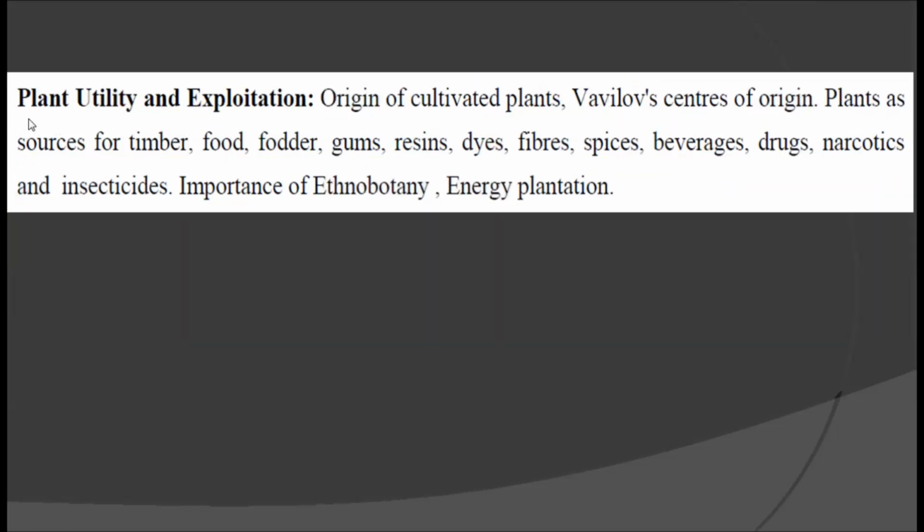So the next chapter is related to plant utility and exploitation. In this, you have to study the origin of cultivated plants, then Vavilov's centers of origin, that is the centers of origin given by Vavilov, then plants as sources of timber, food, fodder, gums, resins, dyes, fibers, spices, beverages, drugs, narcotics, and insecticides. Then you have to study the importance of ethnobotany and energy plantation.